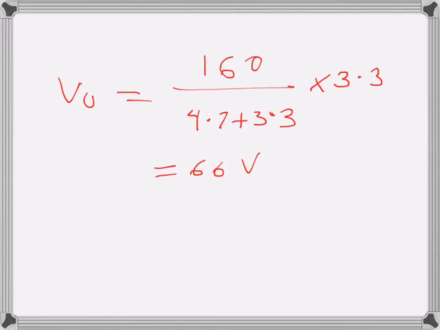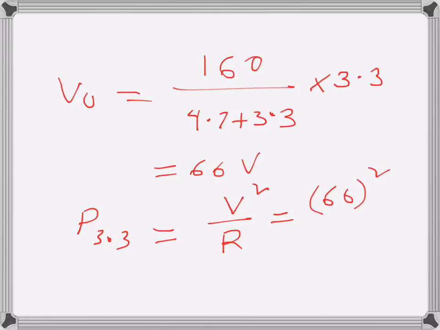Now we need to find out the power dissipated by each of the resistances. If we talk about the first resistance, 3.3 kilo ohms, the power dissipated by this one will be V squared over R. So V squared is 66 squared. When we write R, we have to write it in ohms because the given value is in kilo ohms, so 3.3 times 10 to the power 3. That's 1.32 watt. That's the dissipated power here.